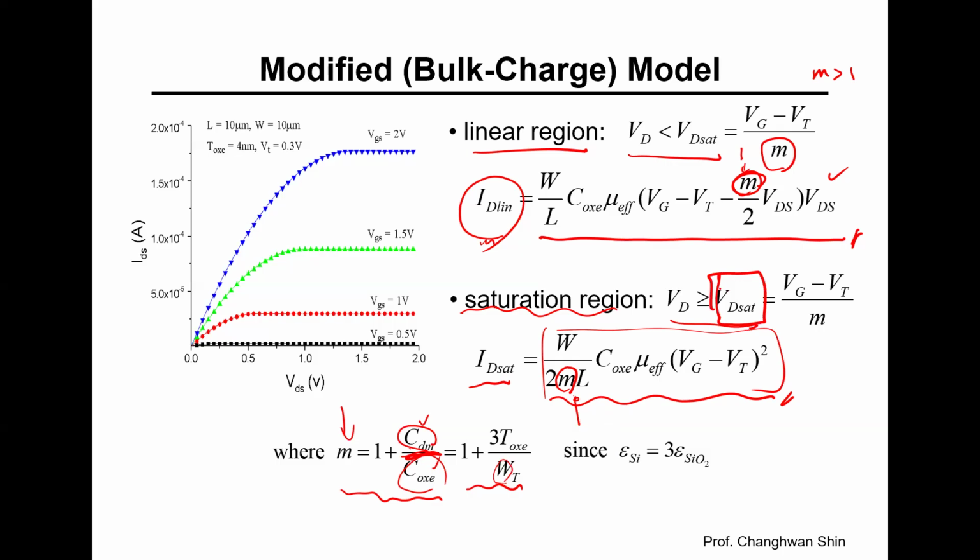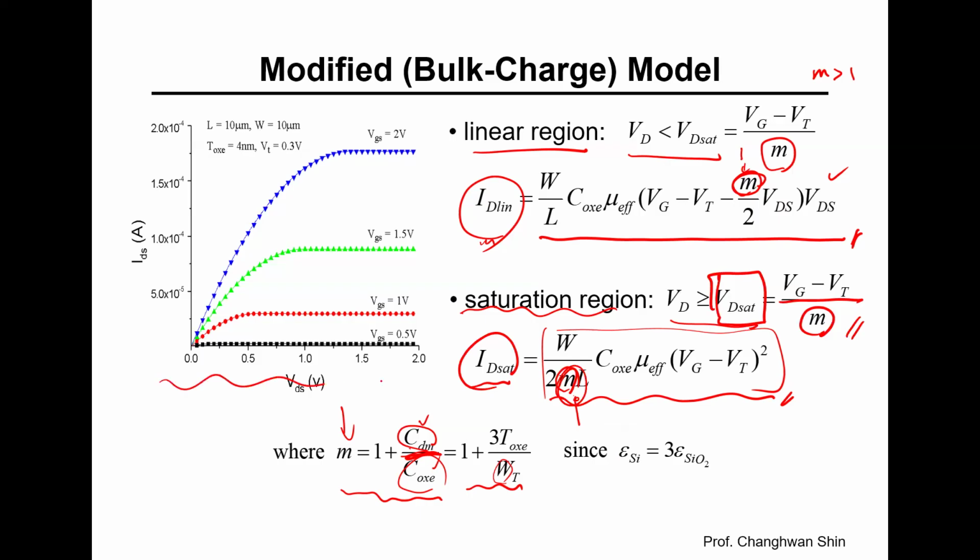Saturation. VDsat is equal to (Vg minus Vt) over m. This is one key difference: the saturation current includes m in the denominator. So this accounts for the reduced inversion charge because of what? Yes, because of the bulk effect.